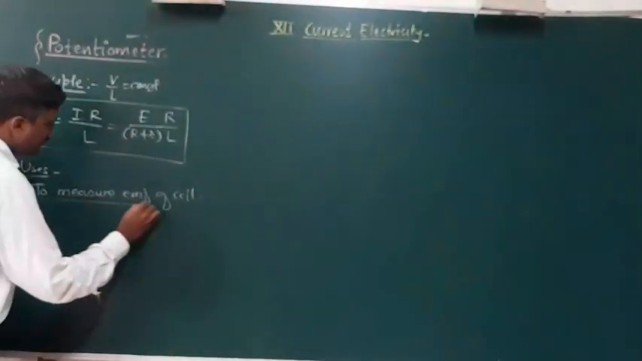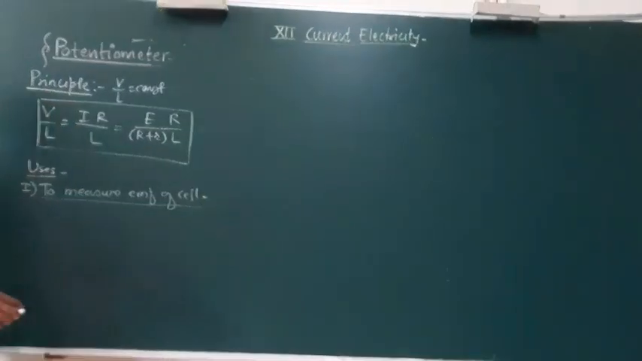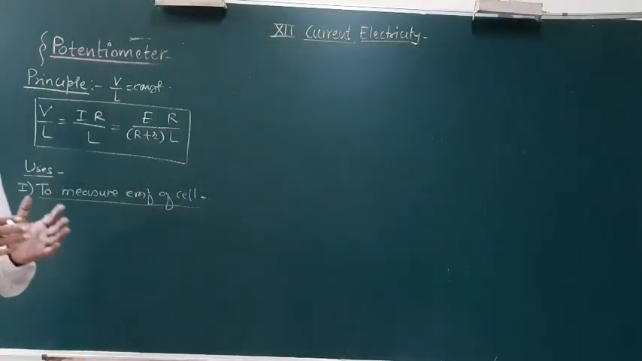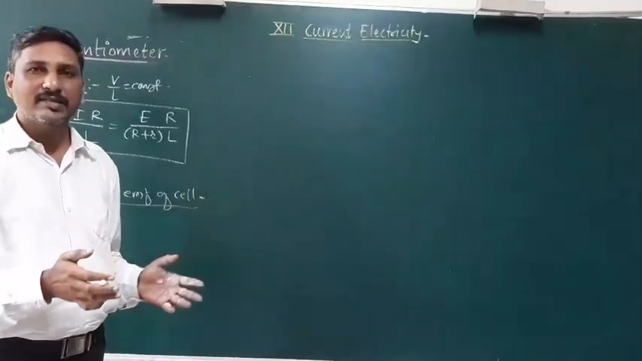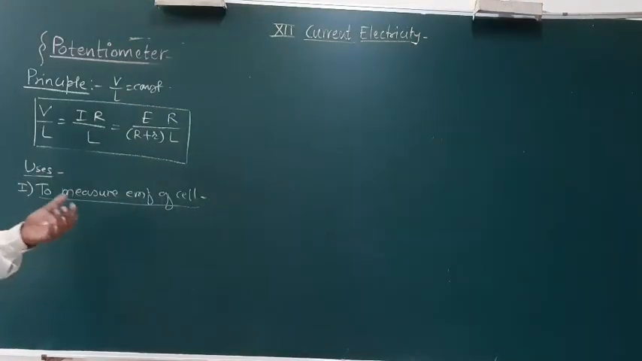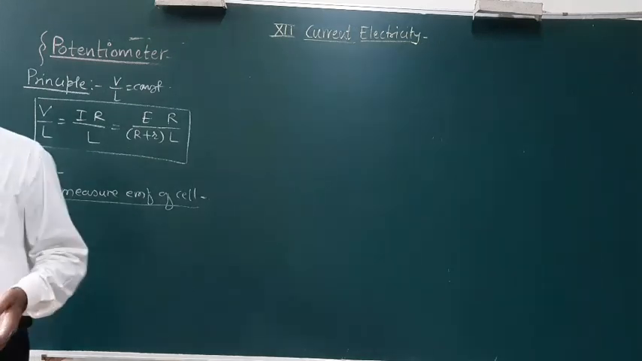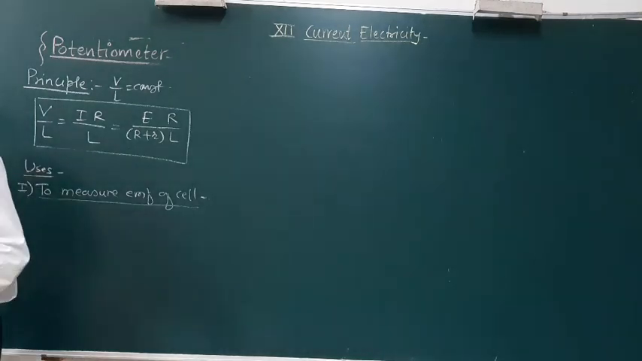Now we have to see the uses of potentiometer. The first use is very simple: potentiometer is used to measure the EMF of a cell. There are a number of cells. In chemistry, we study the Leclanché cell, Daniell cell, dry cell, and others. We have to measure the EMF of any cell. Okay, just see the potentiometer.